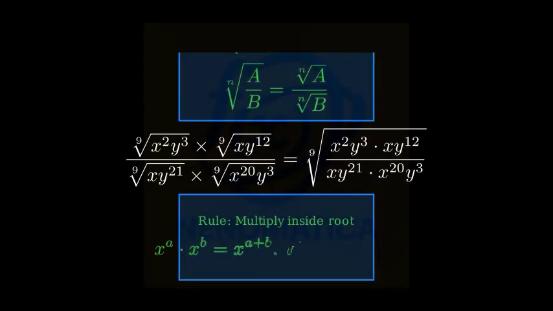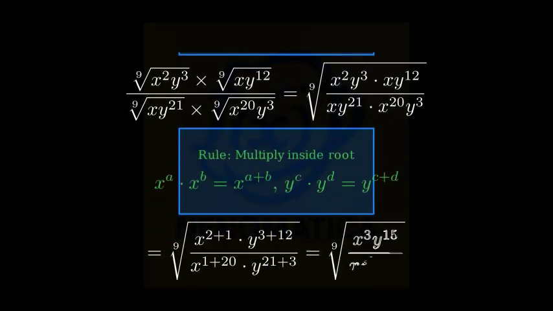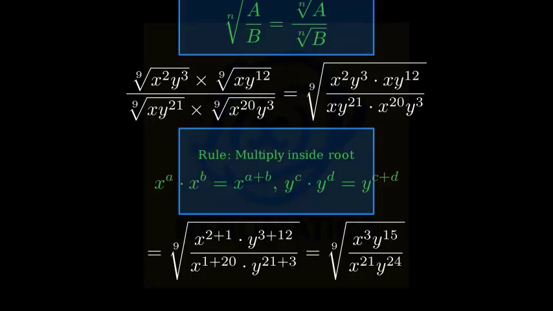Now, we need to multiply expressions with same bases in both numerator and denominator. When multiplying expressions with the same base, we add the exponents. In the numerator, we have x squared times x to the 1, which gives us x to the 3. We also have y cubed times y to the 12th, which gives us y to the 15th. In the denominator, we have x to the 1 times x to the 20th, giving us x to the 21st, and y to the 21st times y cubed, which gives us y to the 24th.